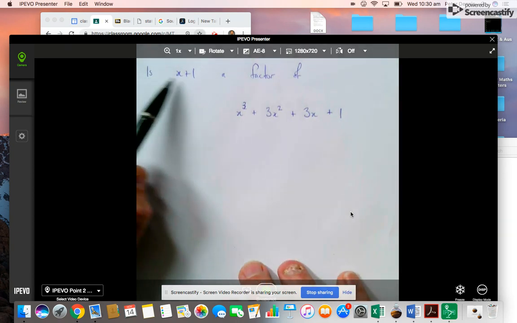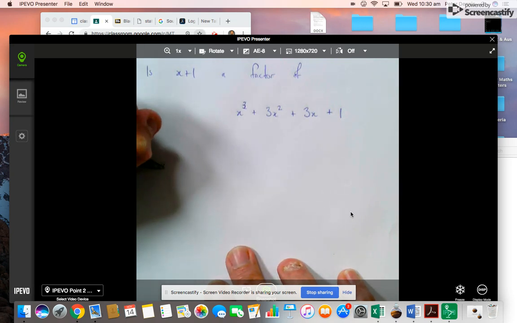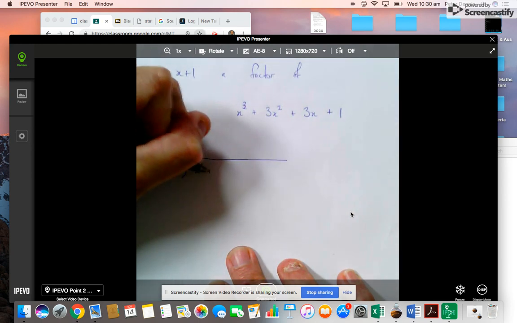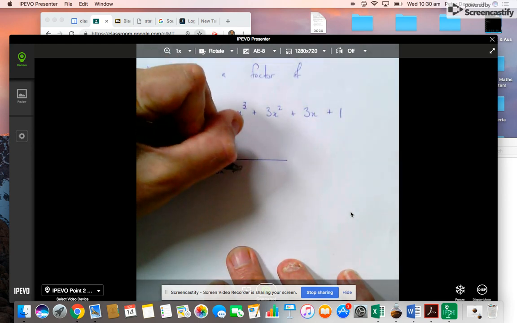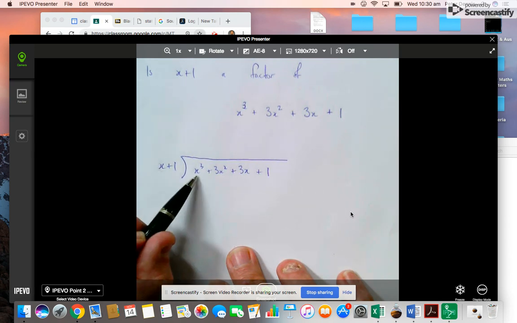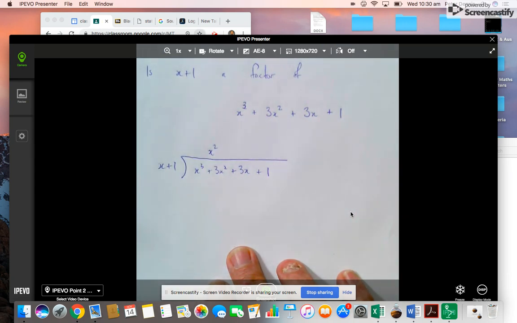But let's see, if we want to know, is this a factor of this? Now, there are two ways you can do it. You can use division. So, x plus 1, does it divide into this, x cubed plus 3x squared plus 3x plus 1? Okay, so the first thing, we just look at this lead term really and say, if we wanted to times x by something to get to x cubed, that would be x squared.